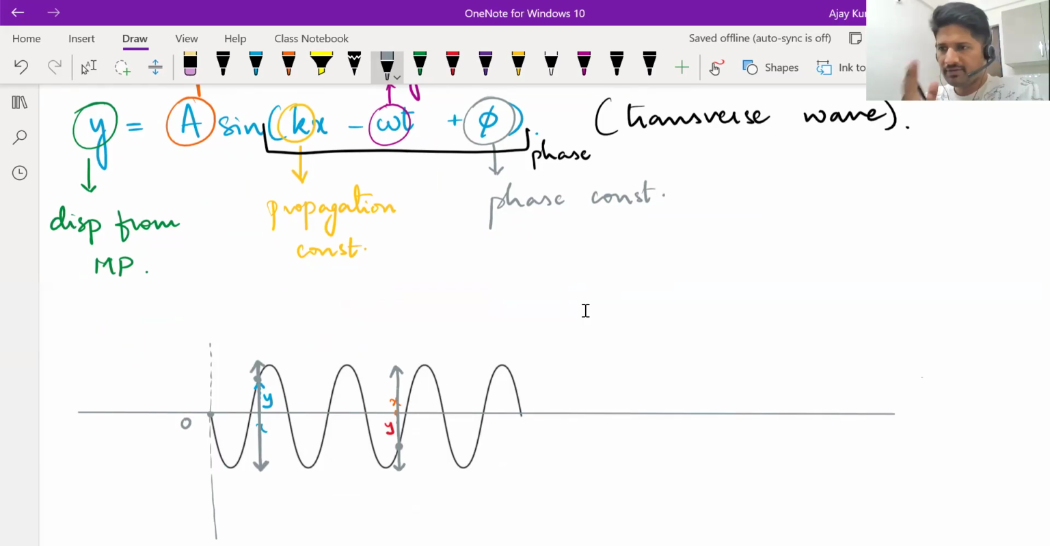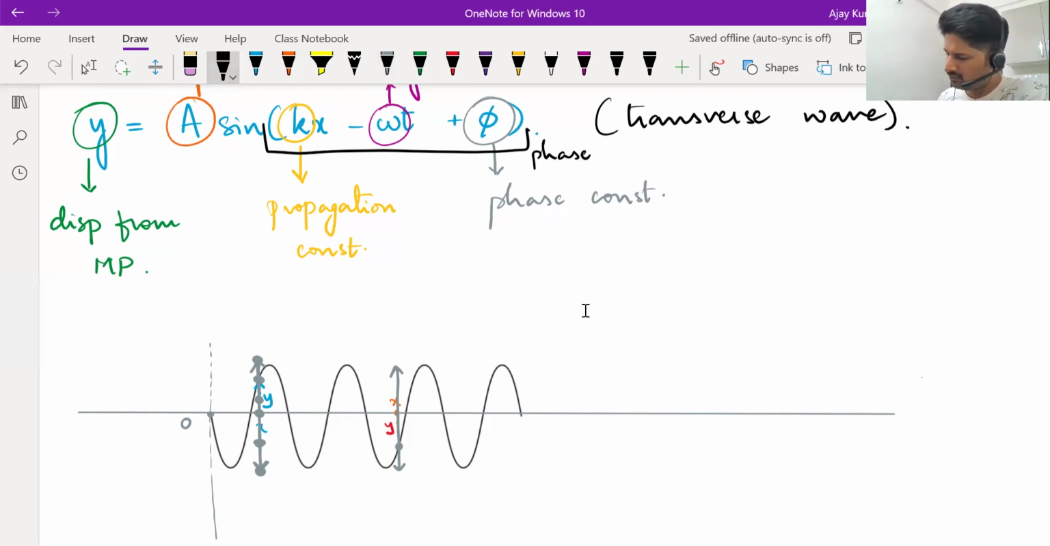So for a fixed x coordinate at different times, the particle will have different y coordinates. Sometimes it will be at the positive extreme, sometimes at the mean position, sometimes at the negative extreme. It keeps oscillating up and down. That happens at every x coordinate. So at a fixed x coordinate, from time to time, the disturbance should vary. And at a fixed time, from position to position also, this disturbance should vary.